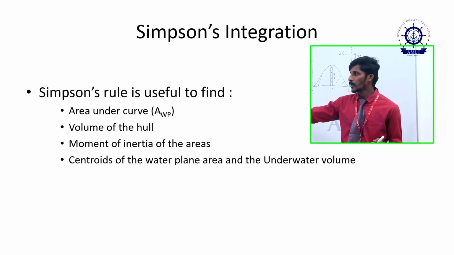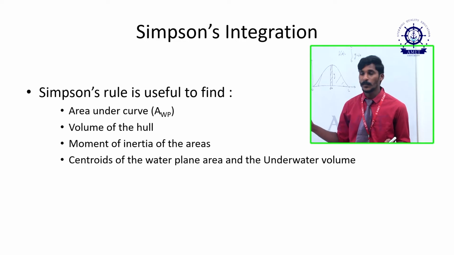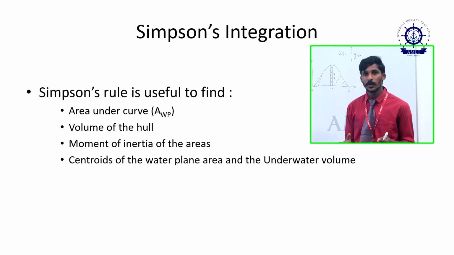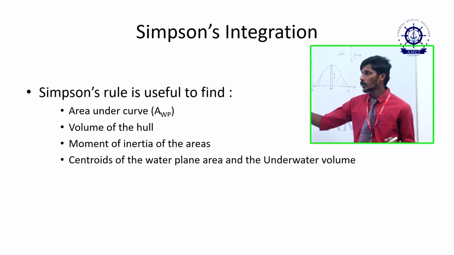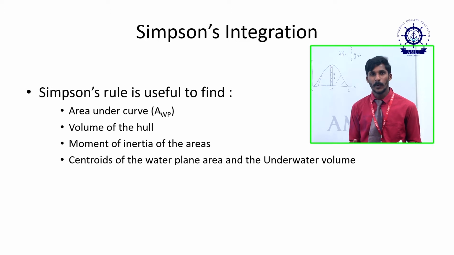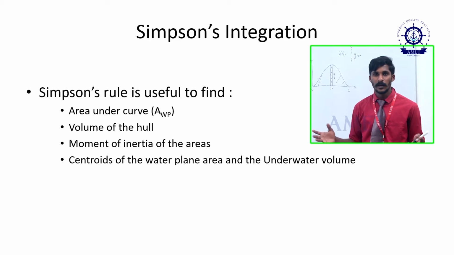The area under the curve, meaning the area of the water plane, we find by using Simpson's rule. If you want to find volume, you should know each particular area, then only you can integrate to find the volume. Without knowing volume, you cannot determine the centroids of a particular water plane or of the underwater volume. All these things have to be done with the help of Simpson. So Simpson is our major important integration method to define the curve area or volume.